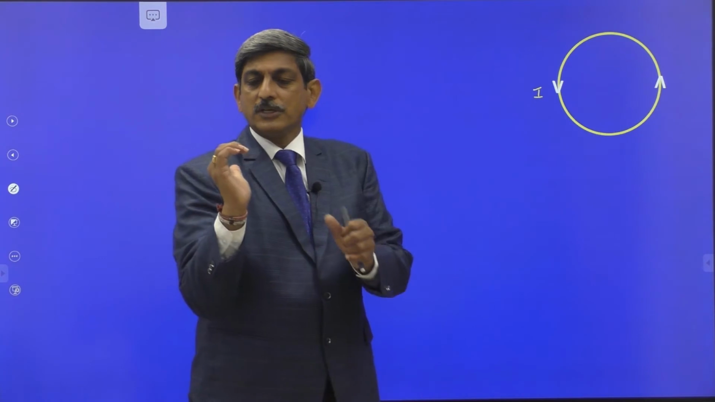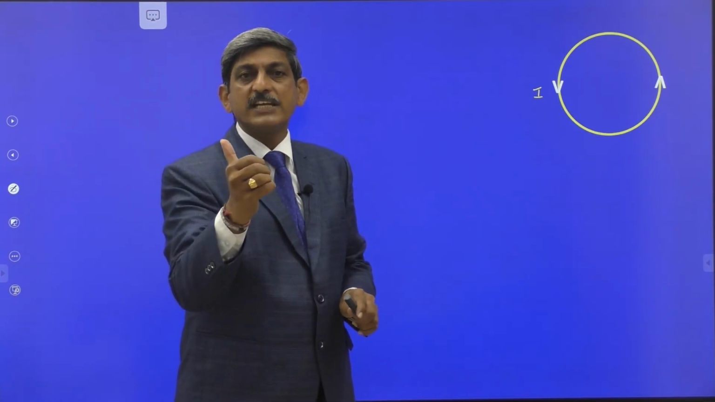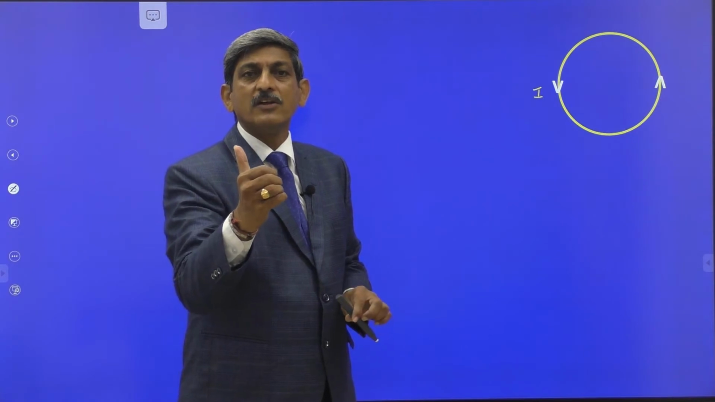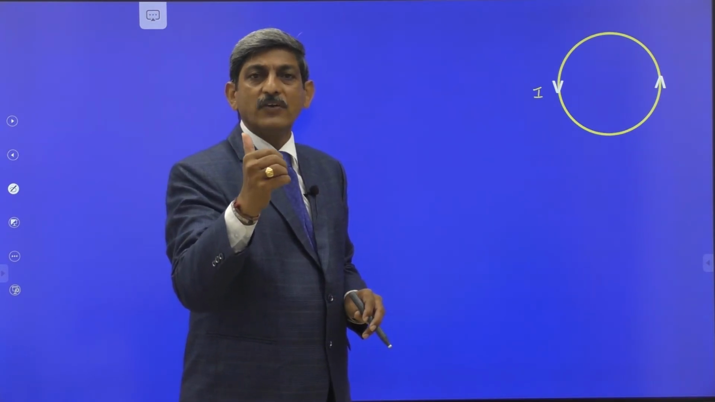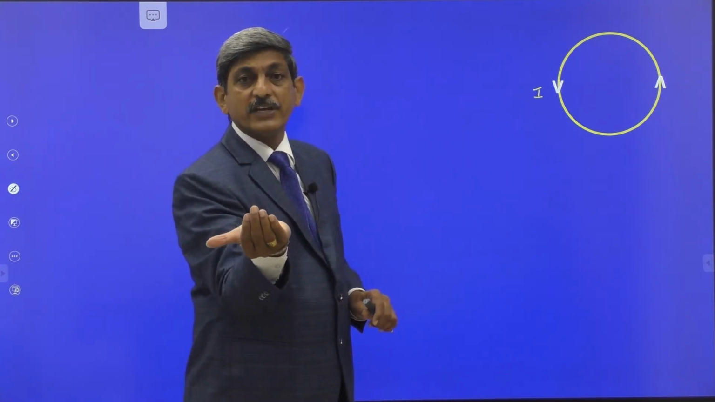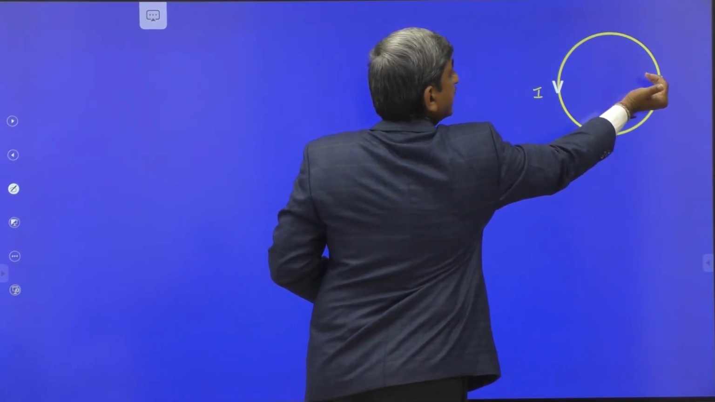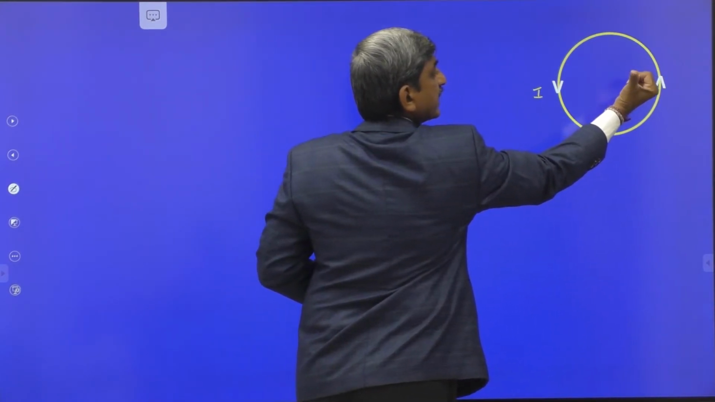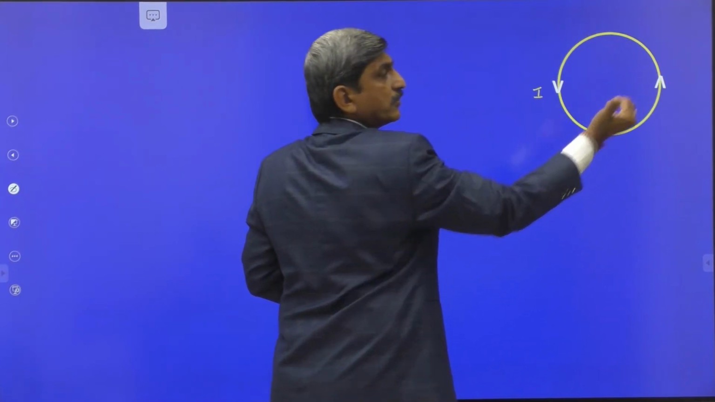If you keep the curling fingers in the direction of the current, then the thumb indicates the direction of the magnetic field, which I explained when we were studying the magnetic field due to a current carrying coil. Now, let us keep the curling fingers in the direction of the current, then the thumb indicates the direction of the magnetic field, which is coming out of the board.